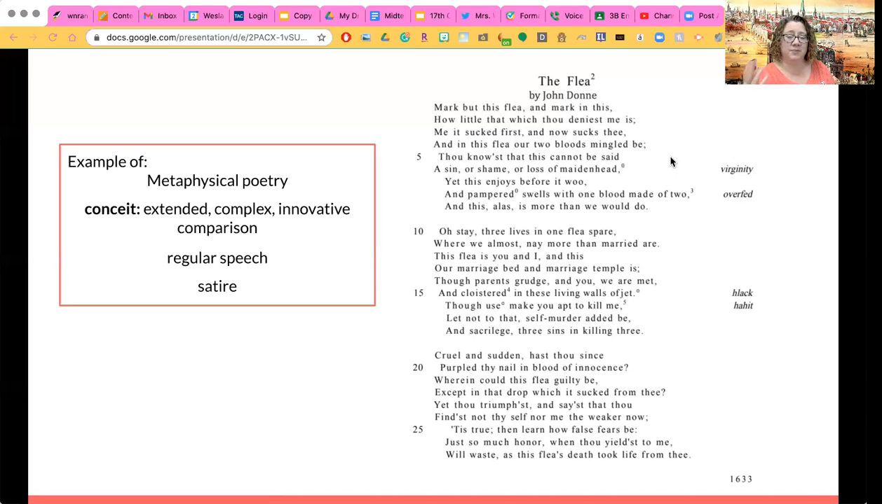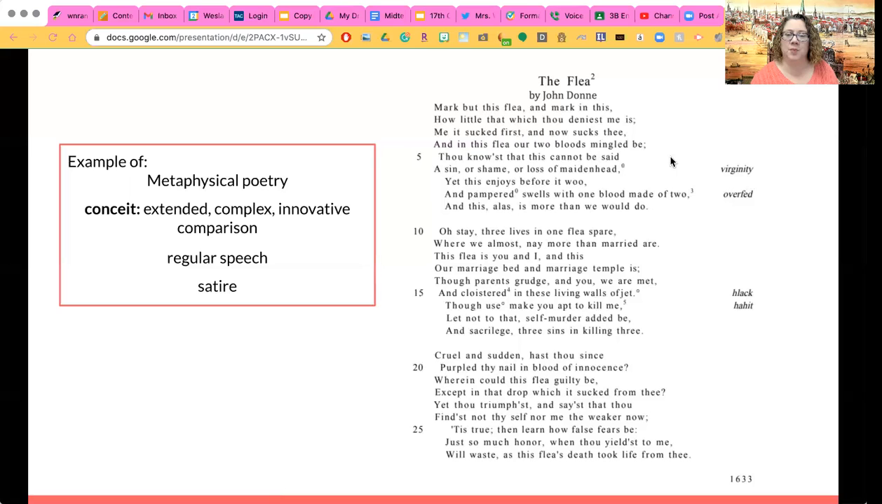So he says, hey, look, this flea bit you and then it bit me. So the flea in its little flea body has both of our bloods. We're already intermingled. We might as well continue intermingling. This is his argument for this woman to yield herself to him. And she's not having it. And so he continues to try by saying, we're practically married because when you get married, the two become one, and we're already one in this flea. So why can't we just do it? So that's what the poem is about. I'll read it and hopefully you can see some of that in the poem.